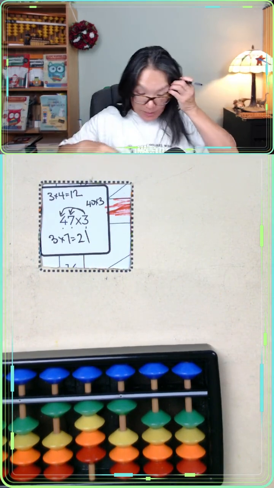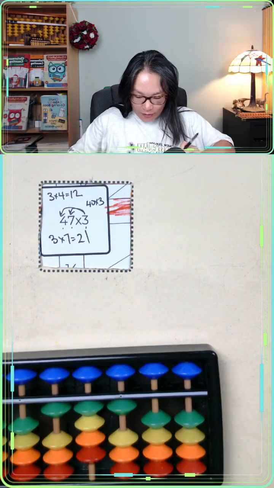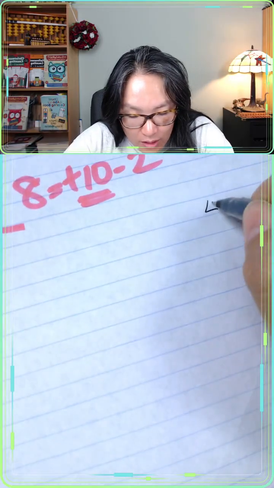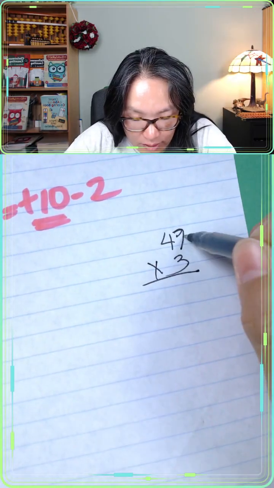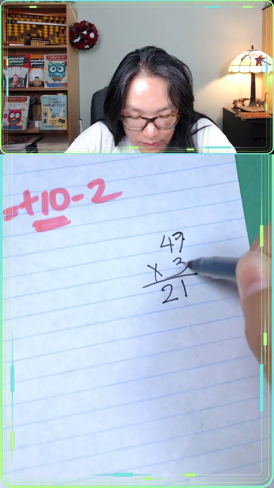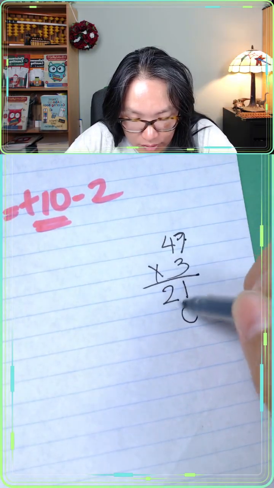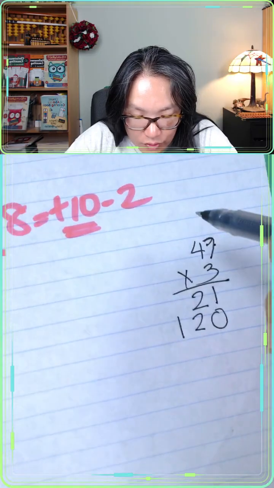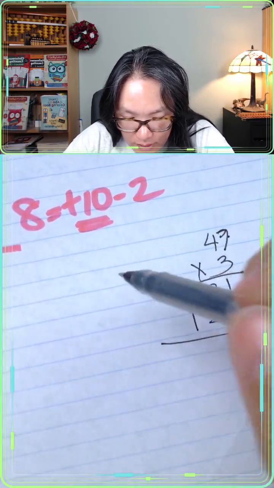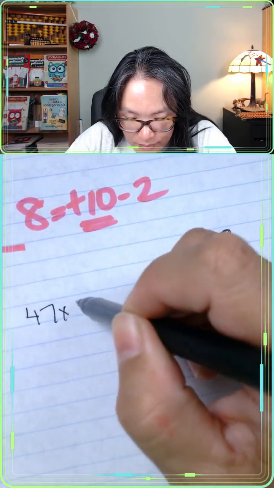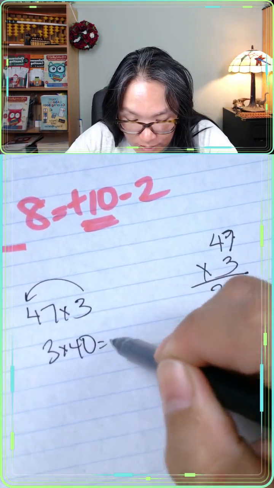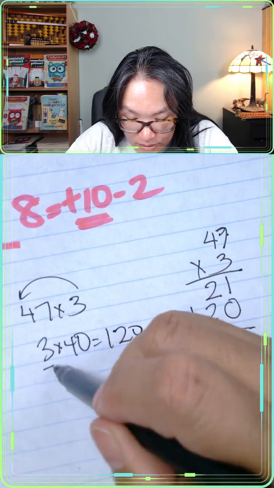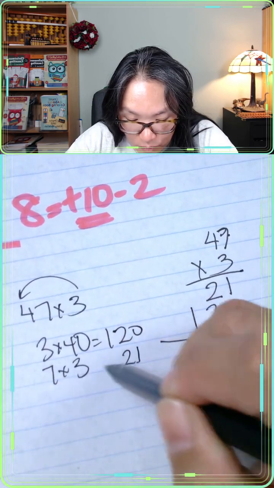Where is paper? Where is paper? Oh, here it is. Right? Mainstream, what happens? We did 47 times 3. So mainstream, what happens? You got to do 21, and then what? You got to bring down the 0, and then you got to do 2, and then 1. There's a new one, right? There's a new one. They did what? 47 times that by 3. Then they do 3 times 40 is equal to 120. And then they do 7 times 3 is 21.